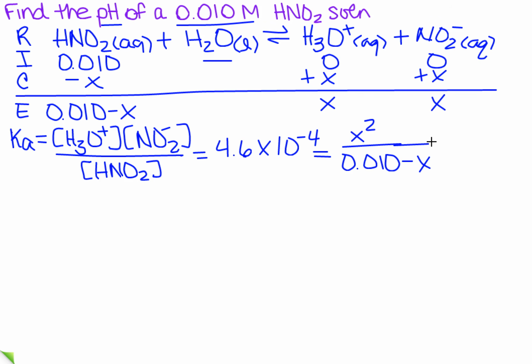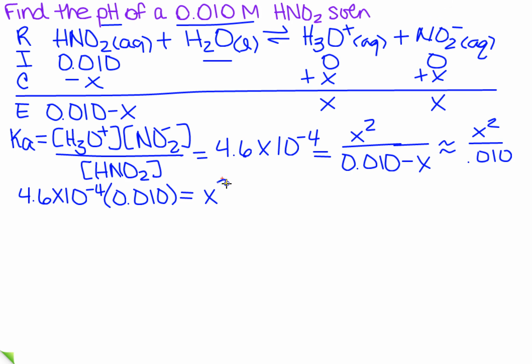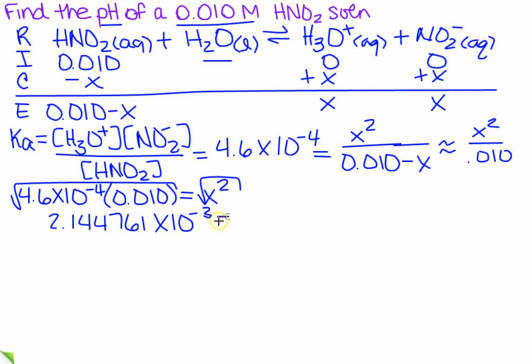Now, of course, you know the question is, can we do the approximation? Well, we're going to go ahead and work through it as if we did the approximation and see what happens. So if I do the approximation, this would just become x squared over 0.010. And I would cross multiply, so that would be 4.6 times 10 to the minus fourth times 0.010 equals x squared, and I'd have to take the square root of both sides. And when I do that, I get 2.144761 times 10 to the minus third equals x.